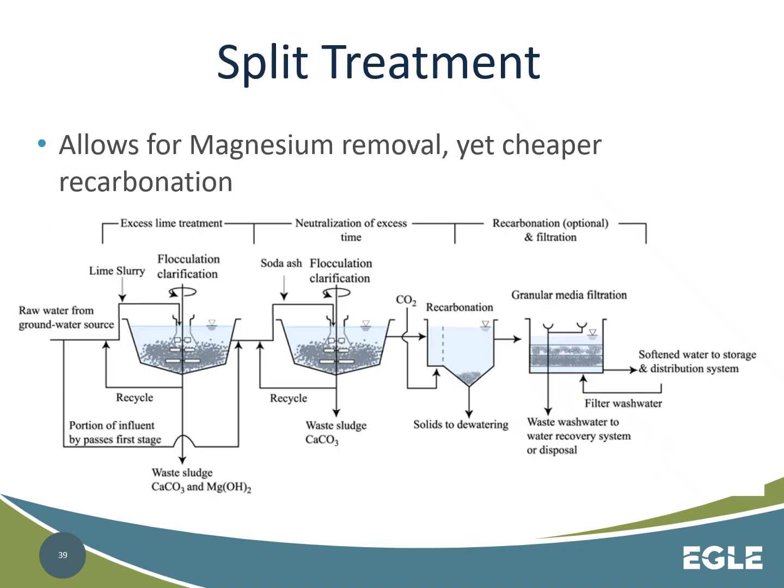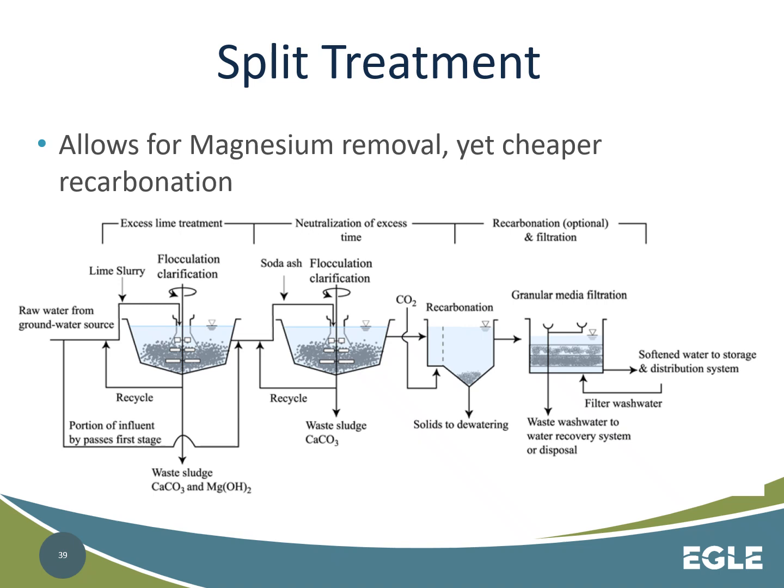Another configuration of softening is called split treatment. In this method, we utilize the CO2 in the raw water for the first stage recarbonation. Similar to the other configurations, raw water enters the primary treatment clarifier where lime is added. Hardness precipitates out and settles as sludge. The sludge is removed, with some being recycled back into the process. What is different is that some of the raw water bypasses the primary treatment and is reintroduced downstream, recarbonating that high pH water with the naturally present CO2 in the raw water.